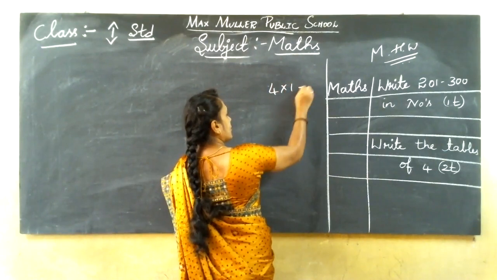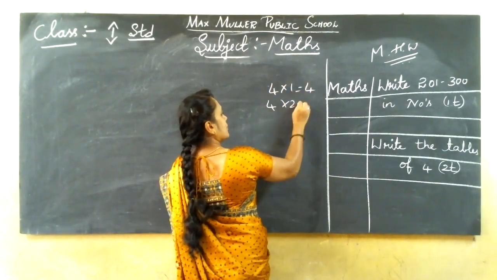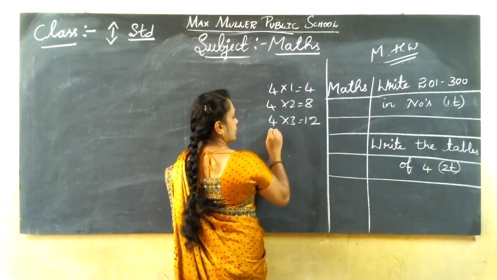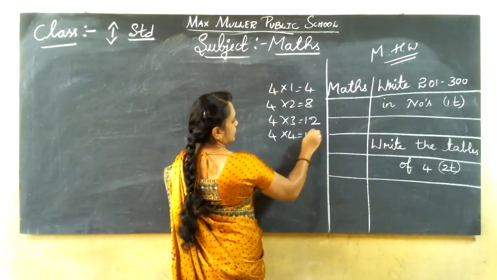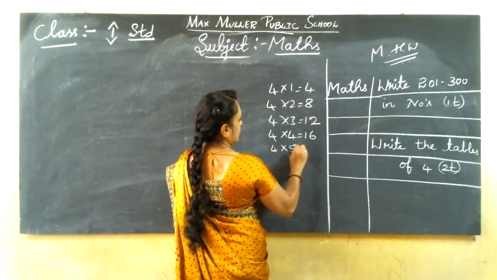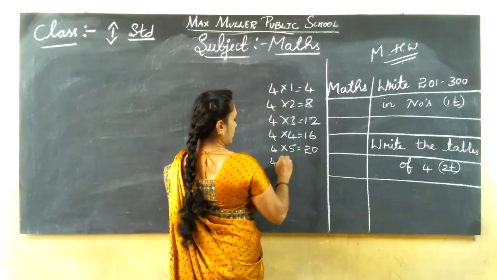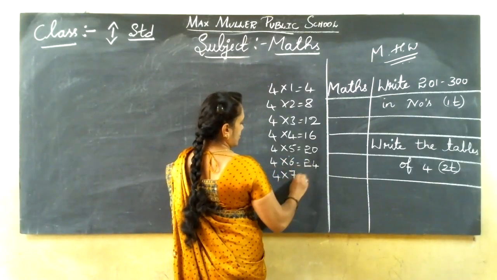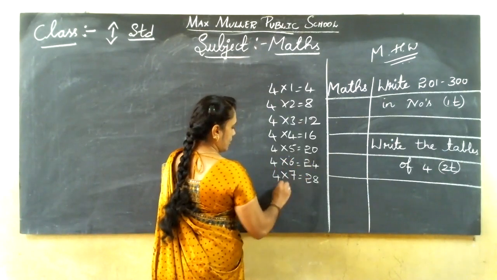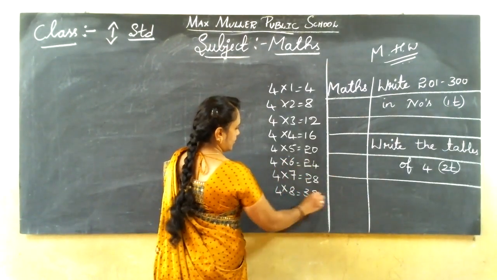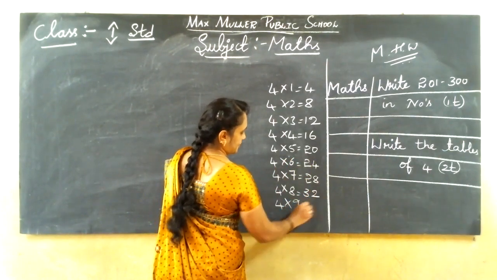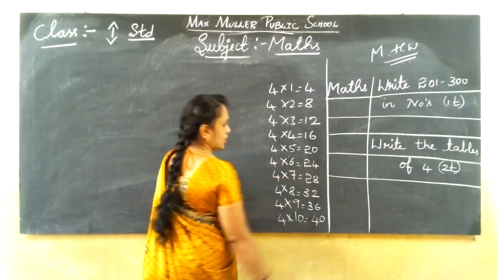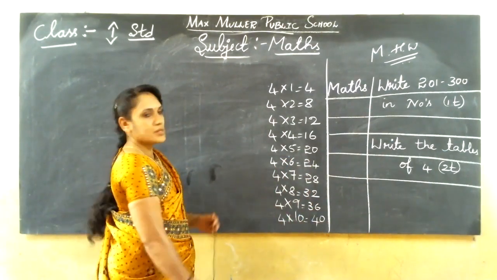I'll revise once. 4 ones are 4, 4 twos are 8. Today homework is there. That's why I'm writing here and showing you once. 4 threes are 12. 4 fours are 16. 4 fives are 20. 4 sixes are 24. 4 sevens are 28. 4 eights are 32. 4 nines are 36. 4 tens are 40. Okay. So this is today's homework.